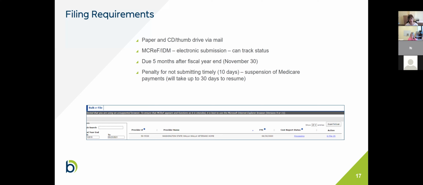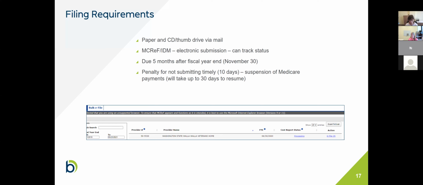And what happens is, it's immediate that they turn your payments off. And then in order to resume your Medicare payments due to compliance with Medicare cost report submission, they have up to 30 days to process information and look at your submission and then turn that switch back on. So if you did not file timely, you may be looking at suspension of payment for up to a month and a half. And it's just the frustration that everybody wants to avoid.